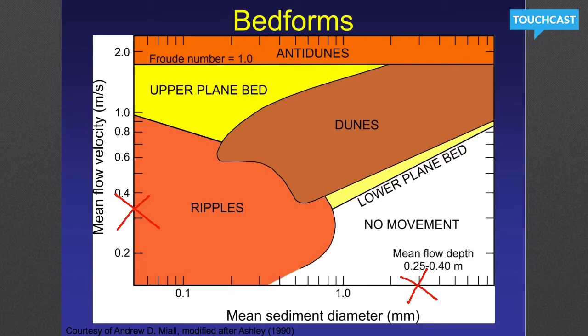Lower plane beds are the flat configurations that form on the bed of rivers, produced in similar low velocity conditions as ripples. Lower plane beds are formed instead of ripples when the sediment is a coarse grained sand or gravel, compared to the finer sand in ripples, at a velocity around 30 to 50 centimeters per second.